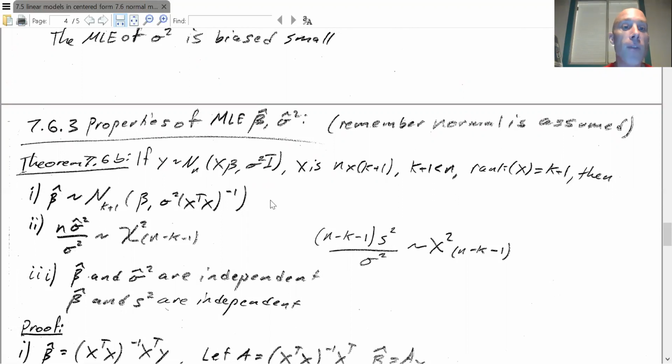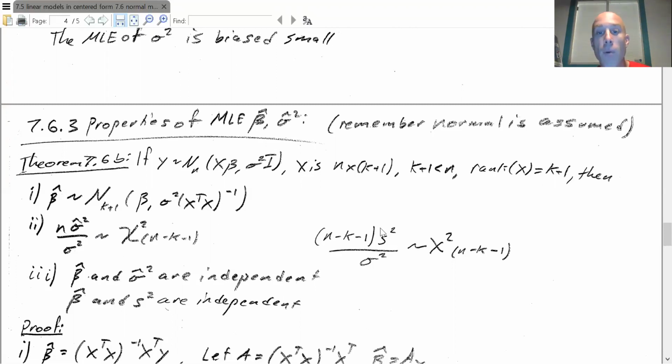then first and foremost, our maximum likelihood estimate is normally distributed with expected value of what we want, and covariance sigma squared times x transpose x inverse. That is not surprising. We already knew this part. We also have that our maximum likelihood estimate of the variance, divided by the actual parameter value, times n, is chi-squared distributed with n minus k minus 1 degrees of freedom.